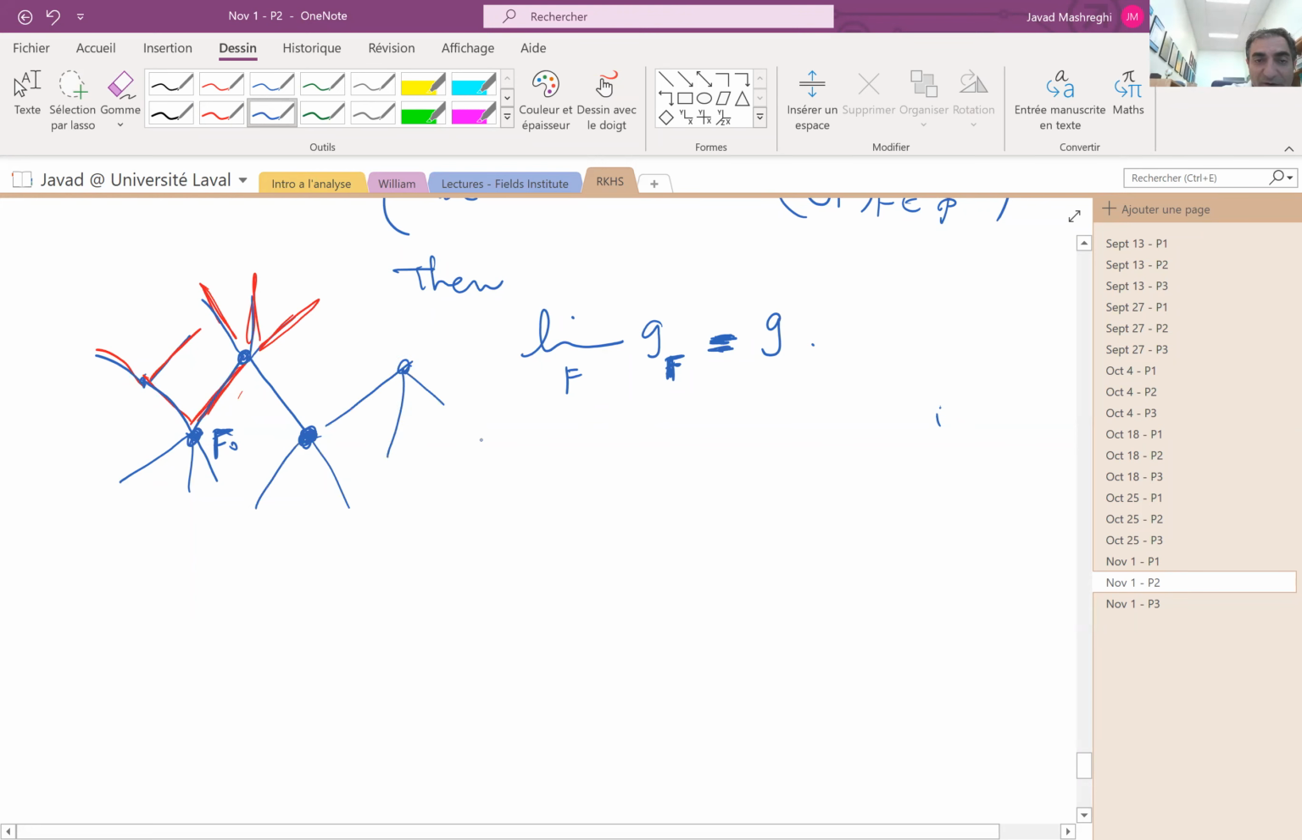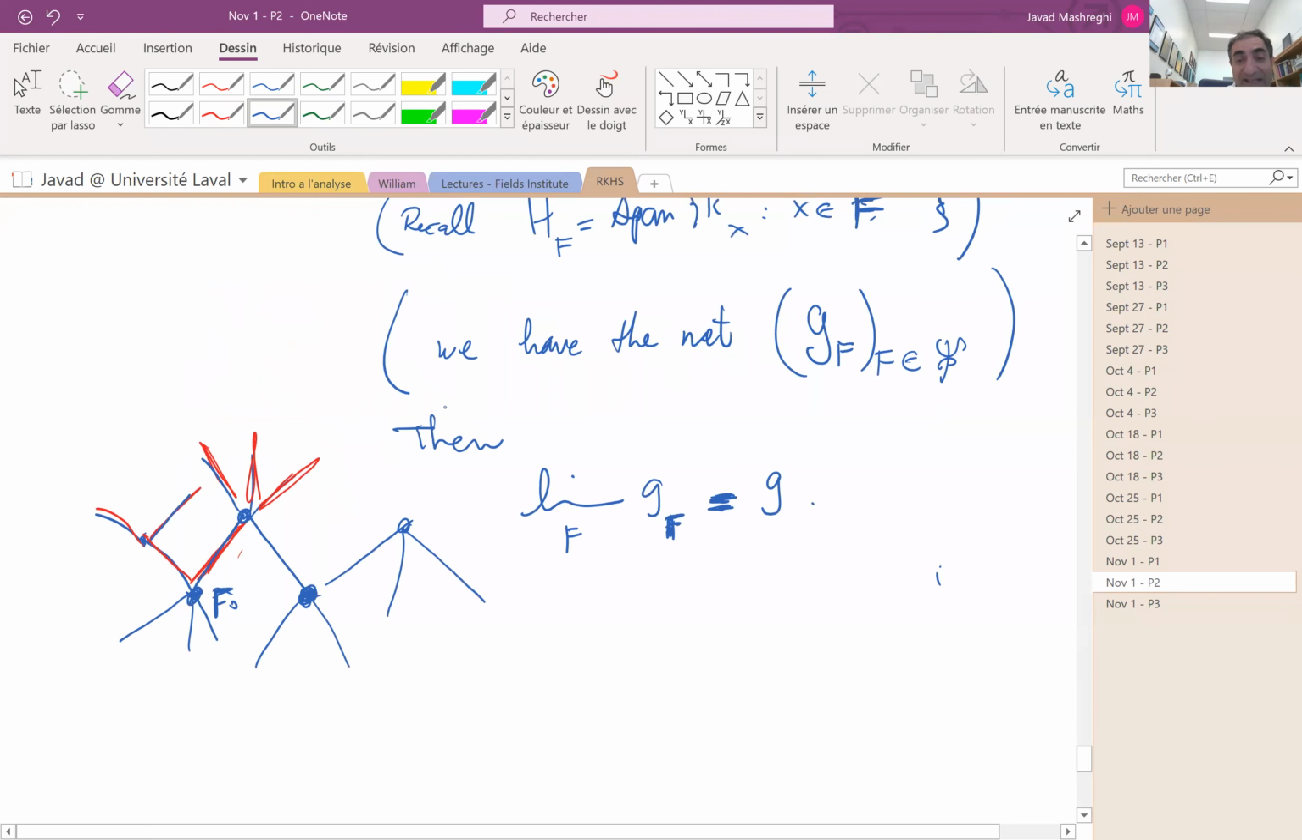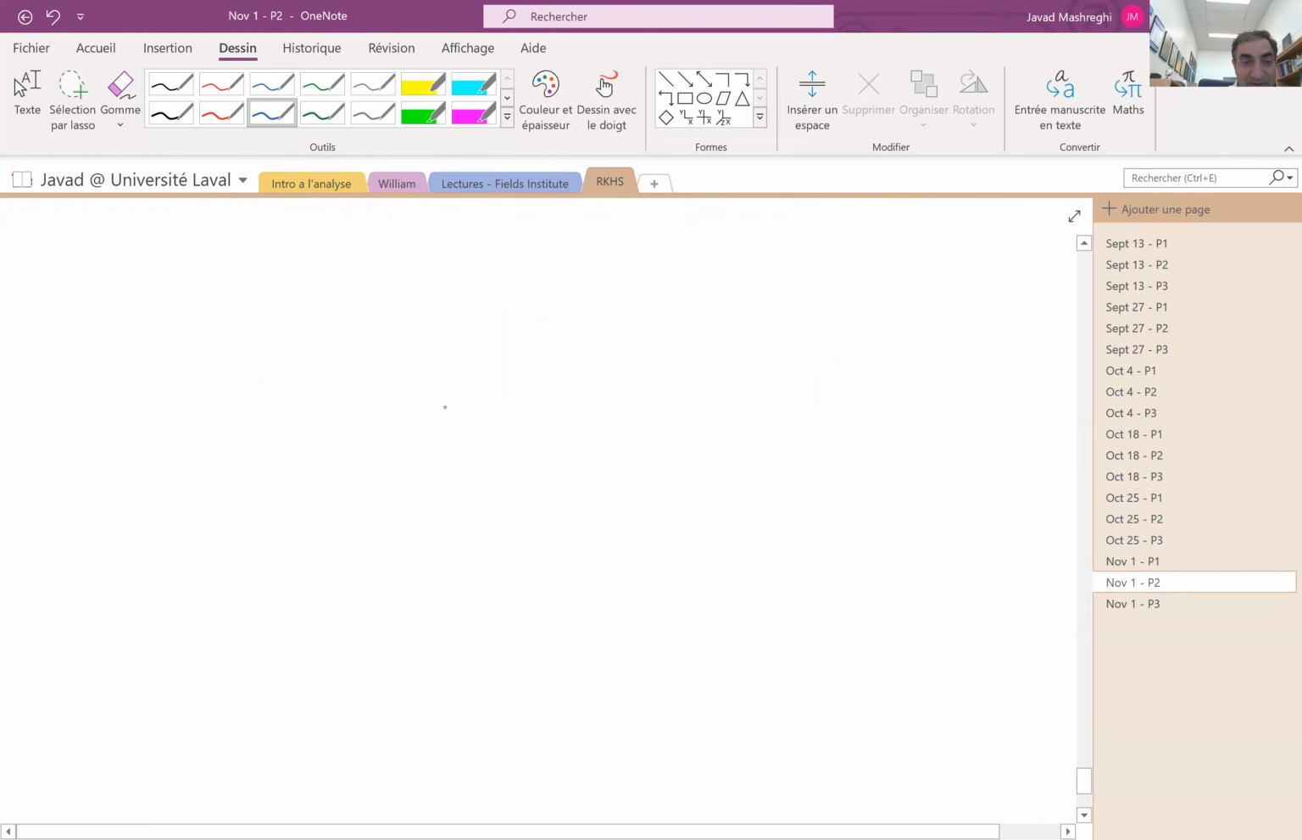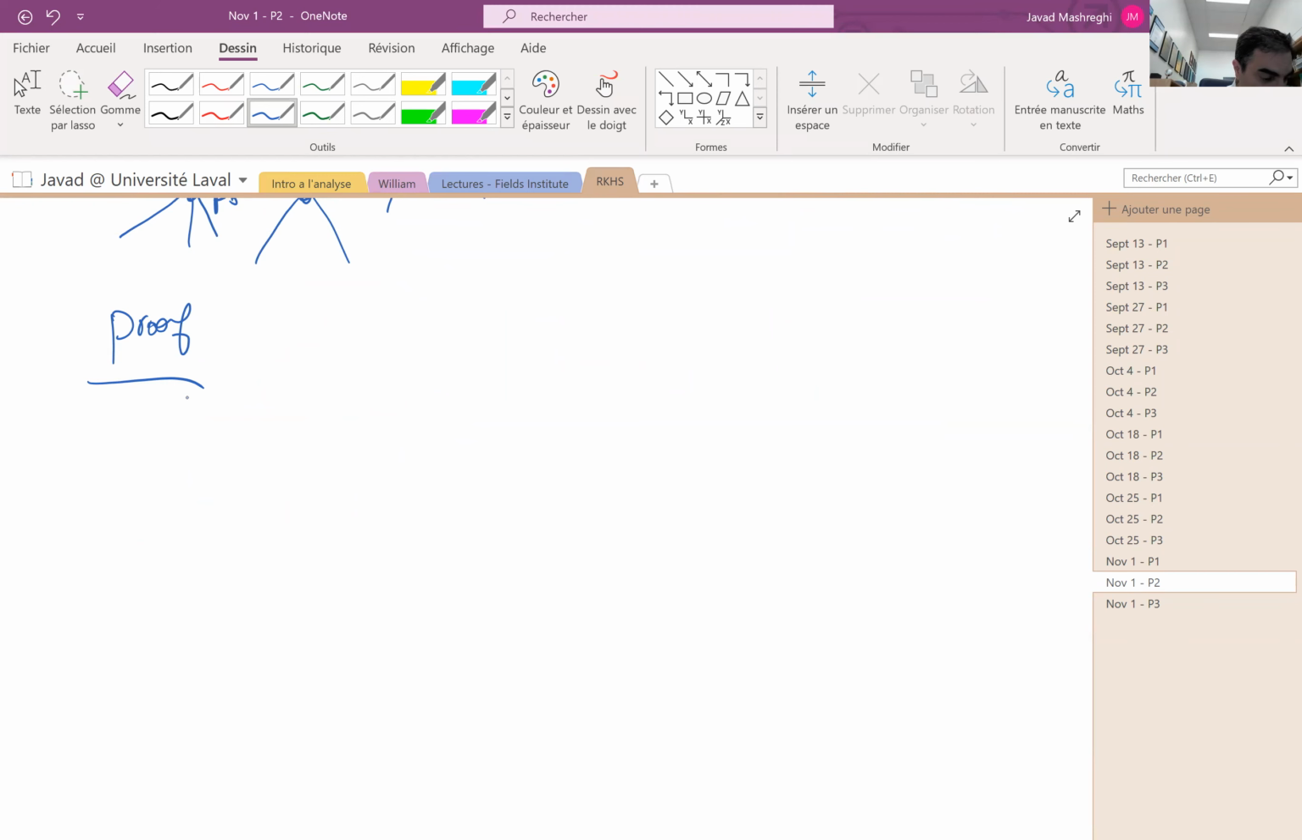None of these are bigger than or equal to F0. And there can be many, many, many of them, contrary to what we have in a sequence. Well, still we have the limit of GF as a net equal to G. And the proof is a good exercise of doing limits with nets. And here is the way we do it. We saw before that the kernel functions are dense.